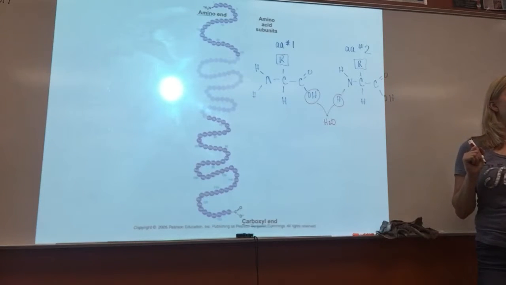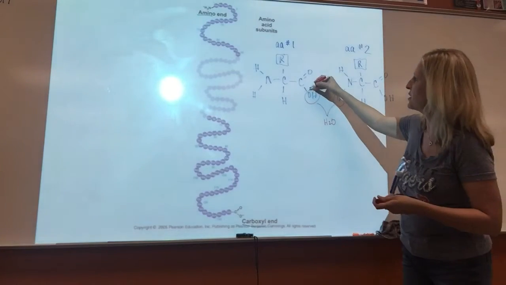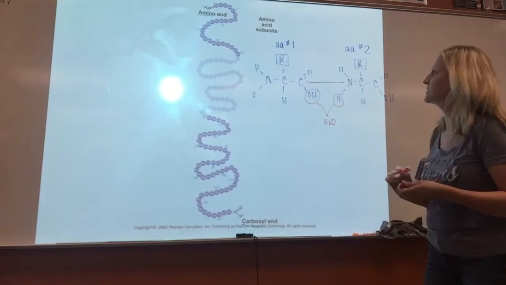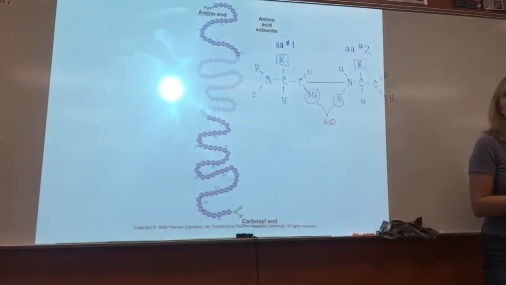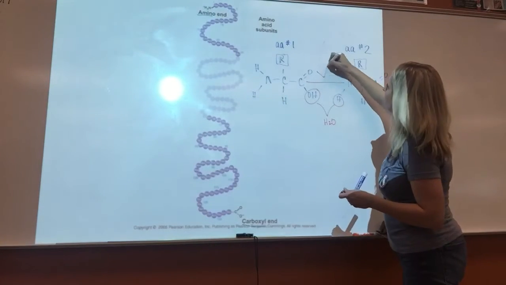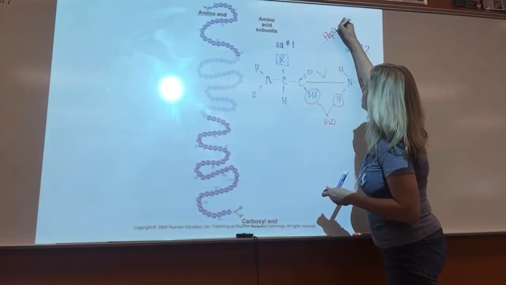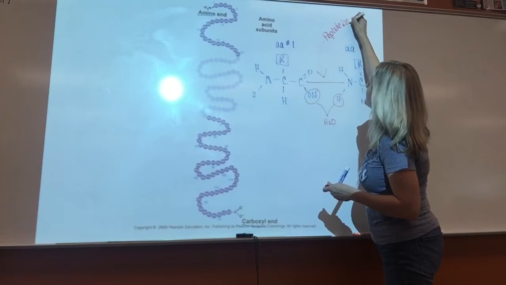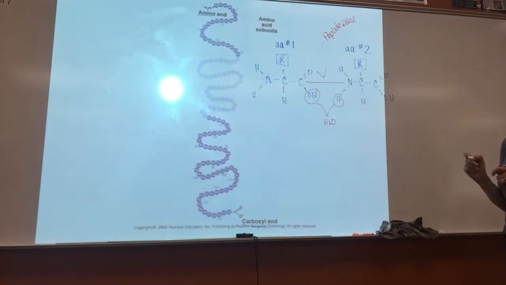The nitrogen and carbon. So now this carbon is going to bind to this nitrogen. And this was called a peptide bond. All right, the bond between them. And so those are two amino acids hooked together. And so that's what's going on here.